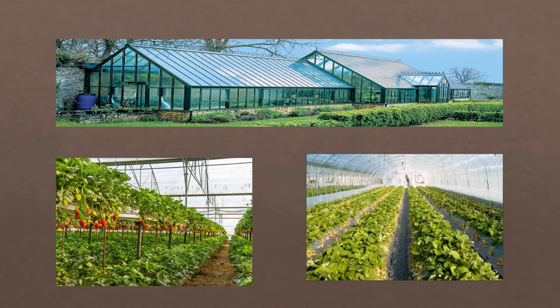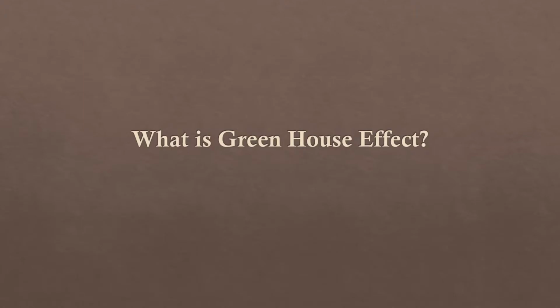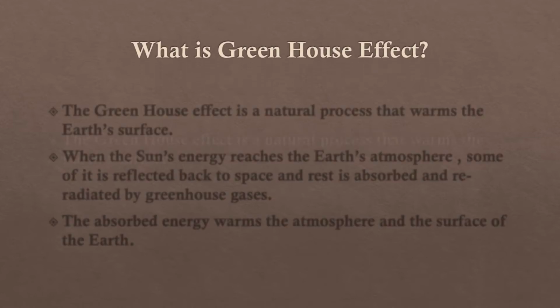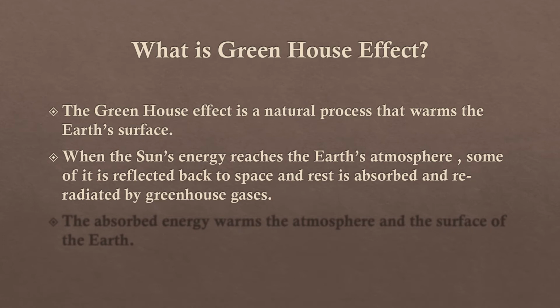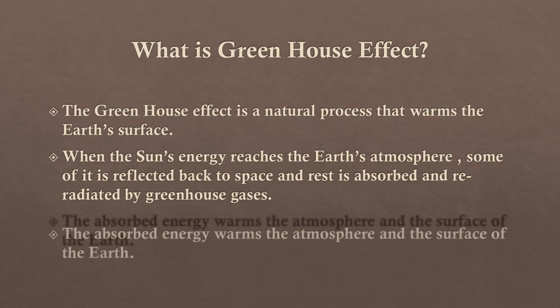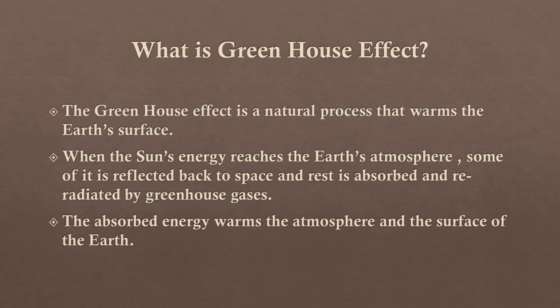Students, the next question is, what is the greenhouse effect? Yes, brainstorm and come up with answers. Take your time and recall. Well, let's come and understand. The greenhouse effect is a natural process that warms the Earth's surface. When the sun's energy reaches the Earth's atmosphere, some of it is reflected back to space and the rest is absorbed and re-radiated by greenhouse gases. The absorbed energy warms the atmosphere and the surface of the Earth.